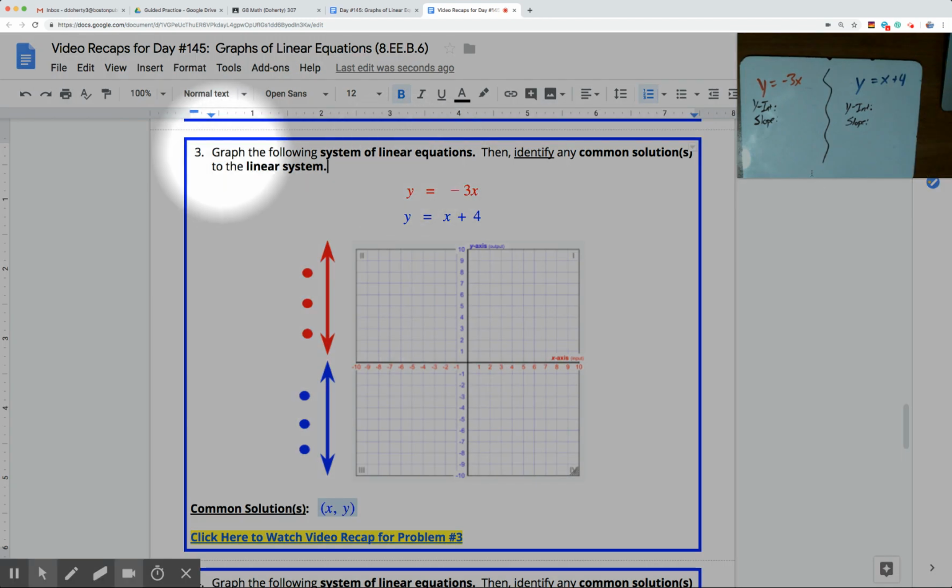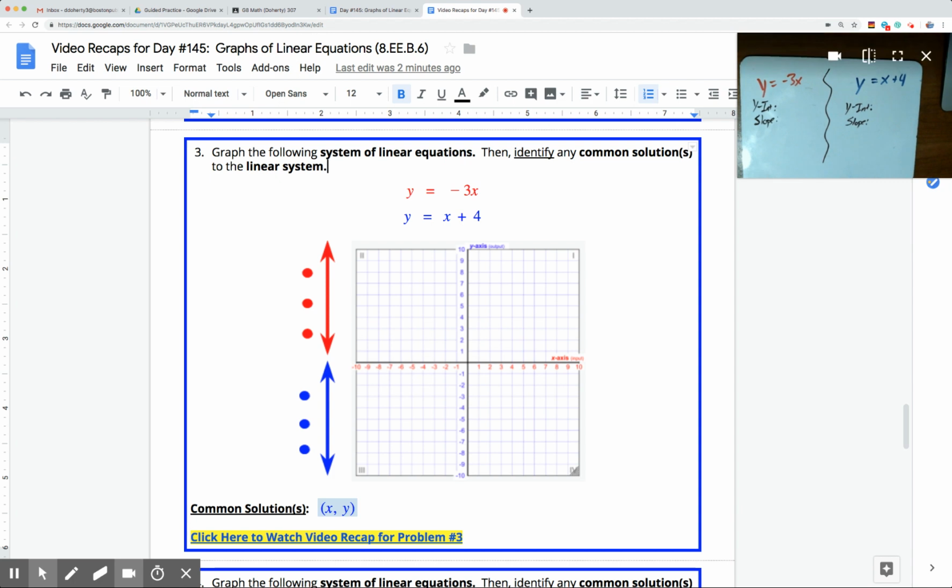Practice problem number 3 tells us to graph the following system of linear equations. We've talked about linear systems this year. That just means we're working with 2 or more linear equations at the same time. Then we're going to combine the skill of creating graphs with our understanding of linear systems and how we can use a graph of a linear system to find any common solutions. So really, part 1, we're going to have to graph each of these equations.